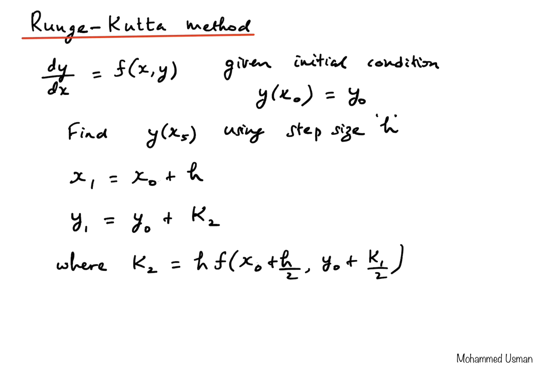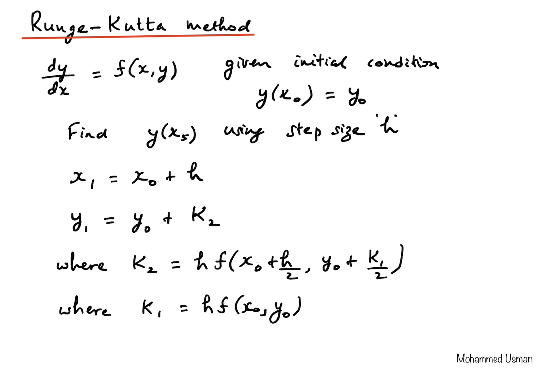So you see now we are evaluating the slope, which is f of x, y. dy by dx is the slope, which is given by this function of x, y. So we are evaluating the slope at a point half the step size away from the initial point. So x naught plus h by 2, and correspondingly y naught plus k1 by 2. Now we have to define what this k1 is. Where k1 is h into f of x naught comma y naught.